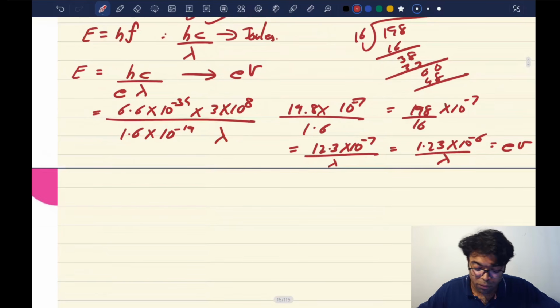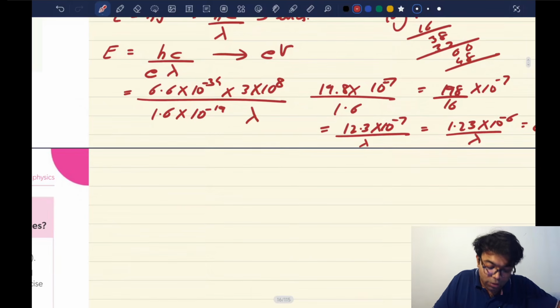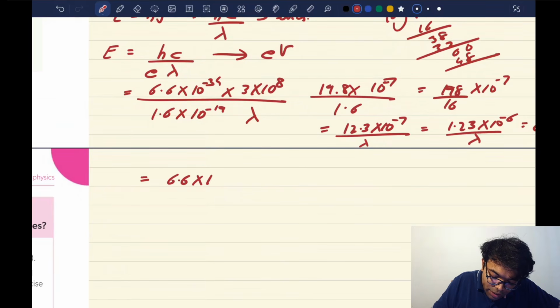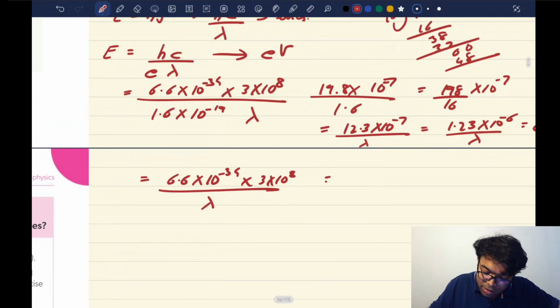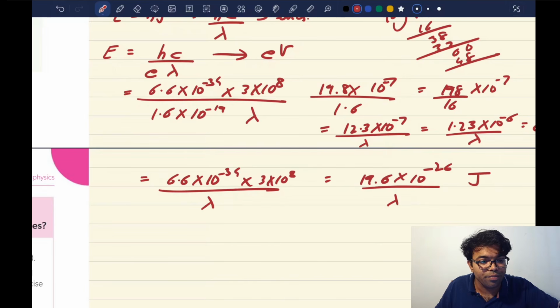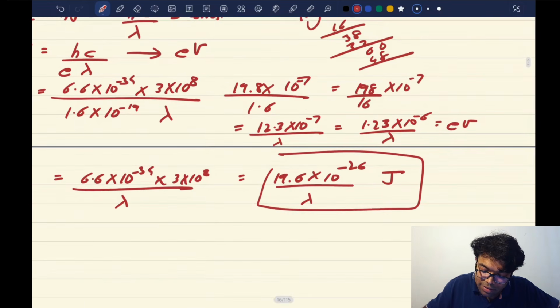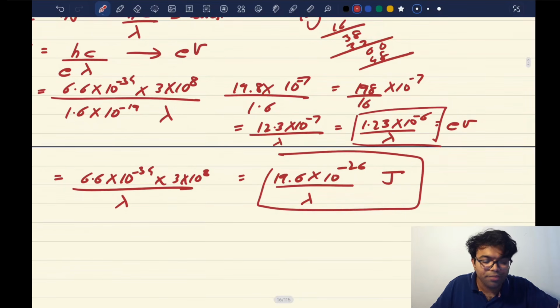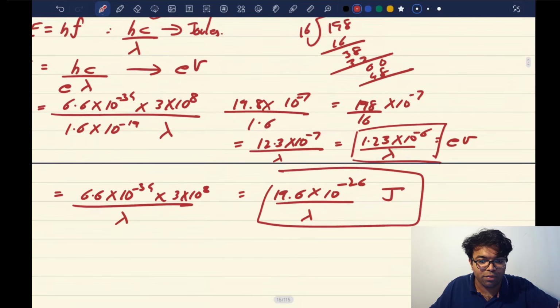Clear? So if you want your formula to be correct in joules, you will write 6.6 into 10 to the power minus 34 into 3 into 10 to the power of 8 upon lambda. This will be 19.8 into 10 to the power minus 26 upon lambda joules. So one is in joules and one is in electron volts. Any doubts in this? You can write this down in your book if you want.